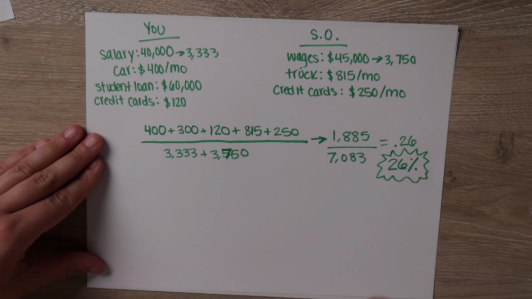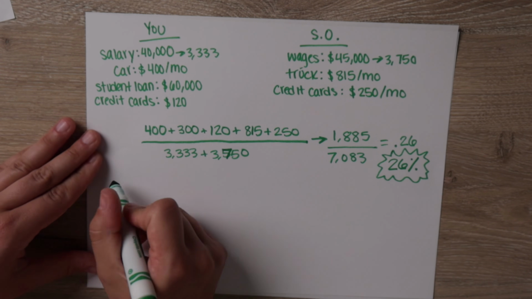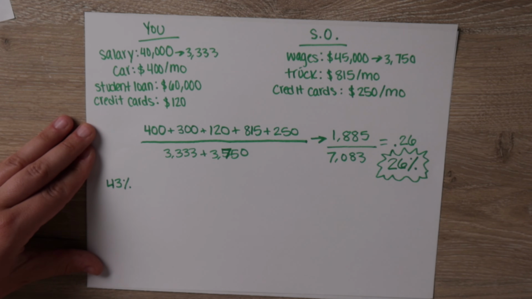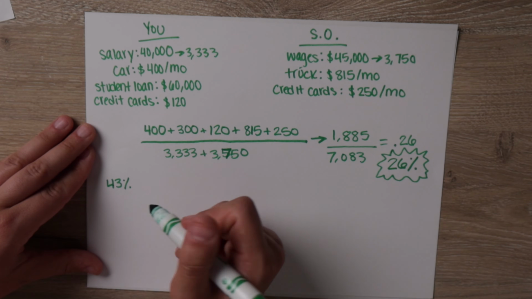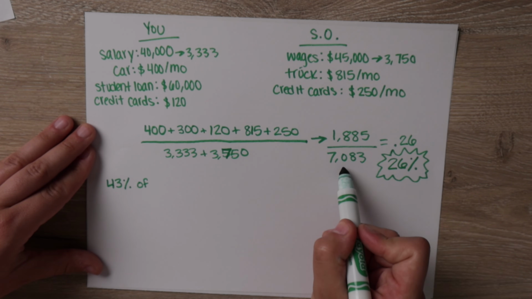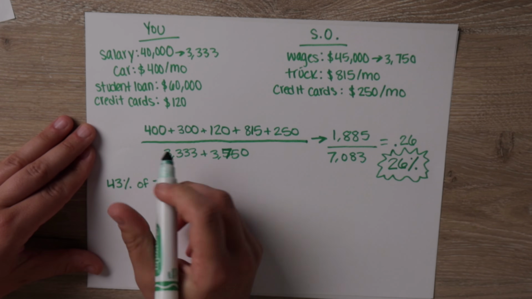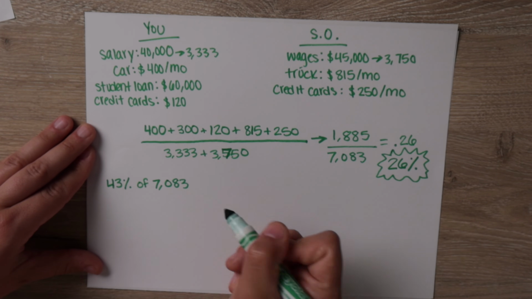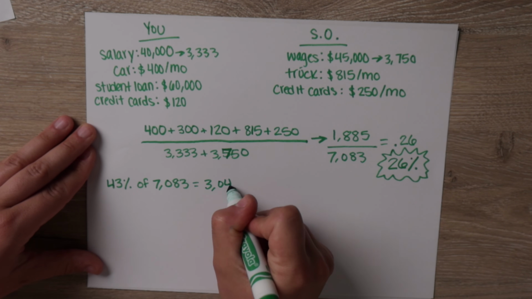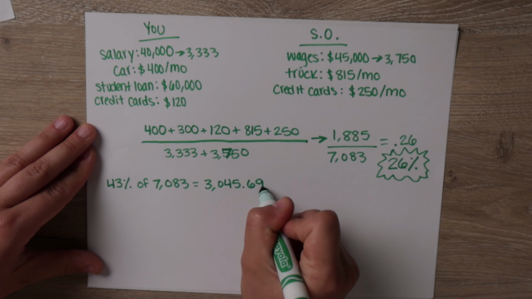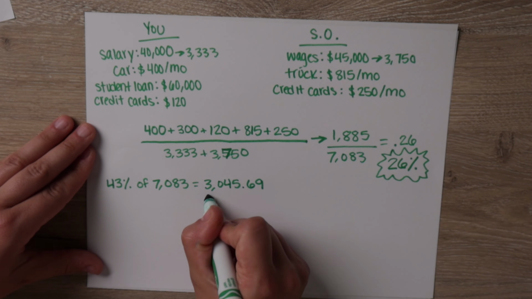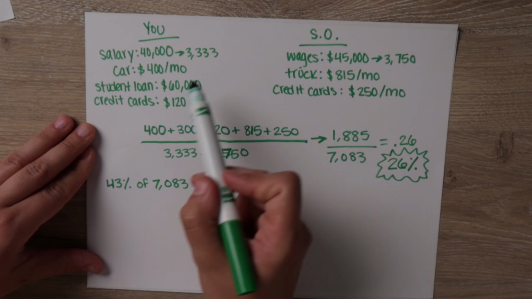Well, knowing that we are smart home buyers and a lender ideally wants us to be at 43% of our gross monthly income or lower, we're going to take 43% of our total, which is the income between the two of us, $7,083. That comes out to $3,045.69.